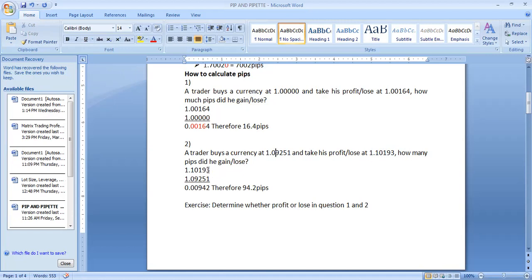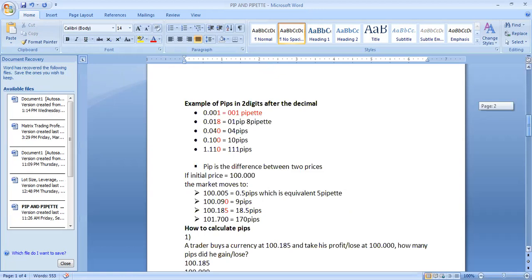So it means his profit. So how many pips profit did he make? This is it. You do the subtraction, we're going to get 0.942. So when you move the decimal, we are going to have 94.2 pips. Like I said, all these calculations are really not something you would bore yourself with. So exercise: determine whether profit or loss in question 1 and 2. I've already answered it. Okay, so we have the second scenario where pip is 2 numbers after the decimal.